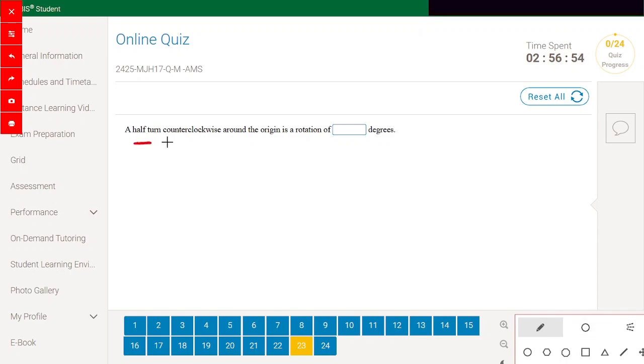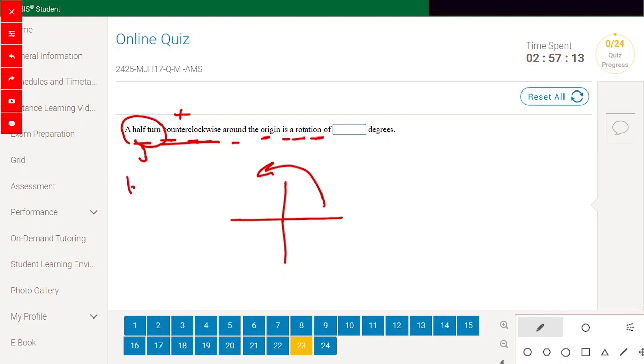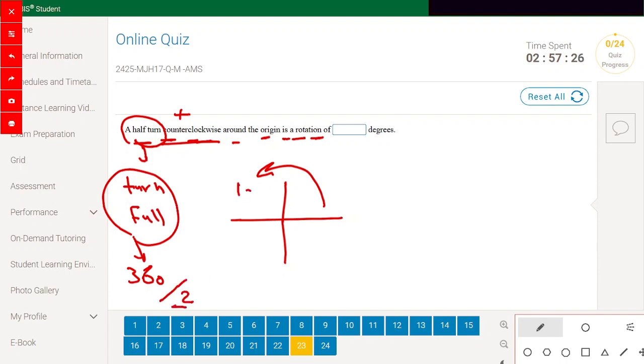A half turn counterclockwise. Counterclockwise means it will be a positive degree. Around the origin is a rotation of... Now we have these coordinates. We said counterclockwise, so we rotate in this direction. Now here it says half turn. A full turn is 360, so a half turn will be 360 divided by 2, which is 180. So the answer here is 180.